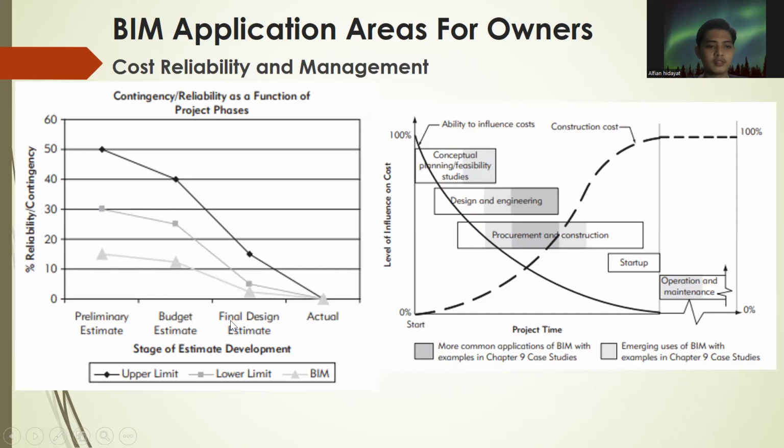lower than the preliminary estimate. In the figure on the right is the project life cycle. There is the ability to influence cost. There is the construction cost, 0% at the start to 100% at the finish. The conceptual planning and facility studies have the ability to influence costs higher than design, engineering, procurement and production, and operation and maintenance.